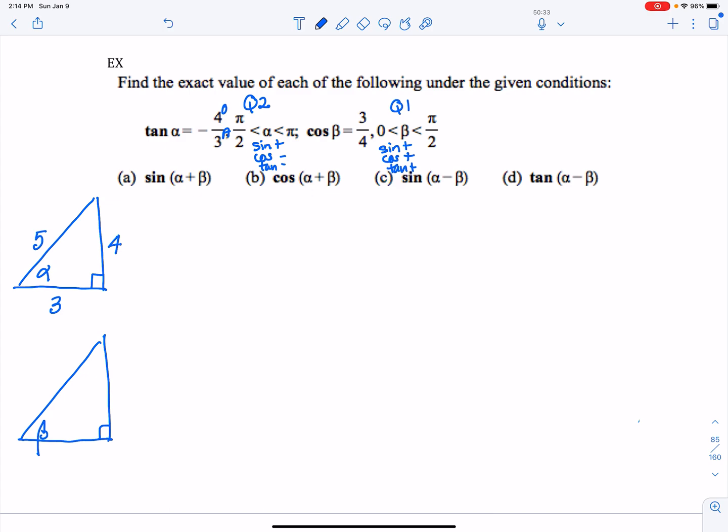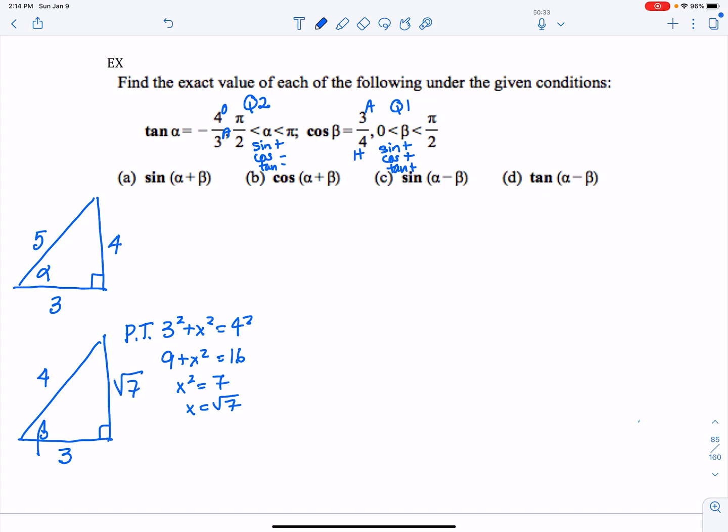And beta is given as cosine. Cosine is adjacent over hypotenuse, so the adjacent side has to be 3 and the hypotenuse has to be 4. This is not a 3, 4, 5 triangle, because in a 3, 4, 5 triangle the 5 has to be the hypotenuse, so we have to use the Pythagorean theorem to find the missing side. So I'm going to take 3 squared plus x squared, and that's going to equal 4 squared. So 9 plus x squared equals 16. x squared equals 7, so x equals radical 7.